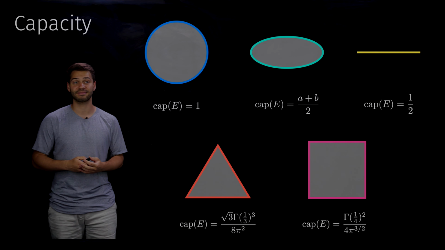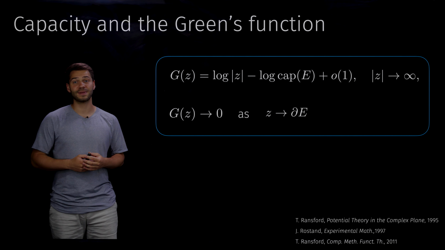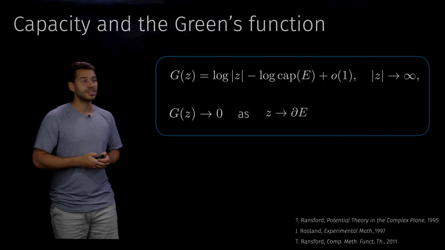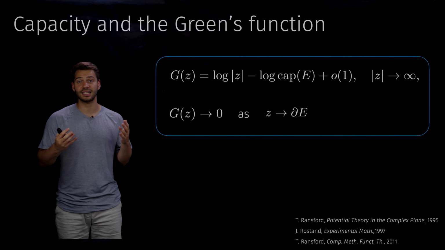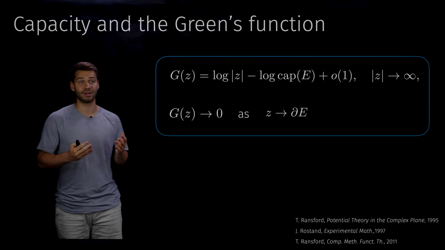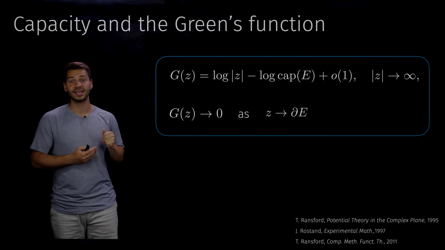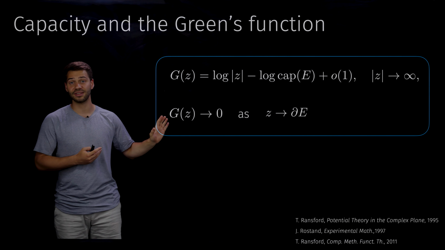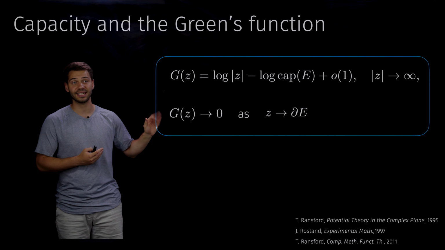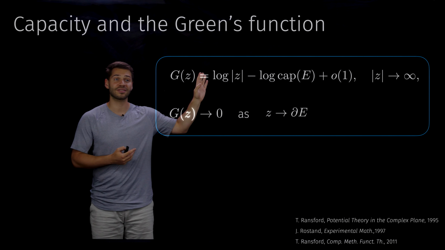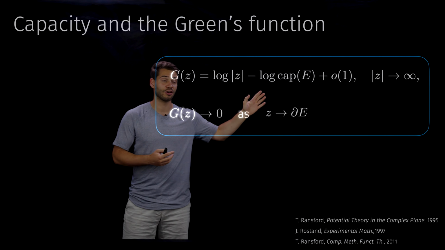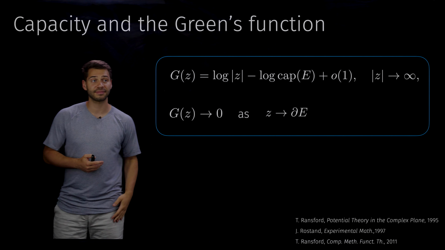complicated sets. Our approach is based on a formulation of the capacity in terms of the harmonic Green's function for the domain E. One can relate the logarithmic capacity to that Green's function via this formula. If G is a harmonic function that takes zero values on the boundary of the set E, and has asymptotic behavior like log of z, then the capacity is given by this constant correction factor.